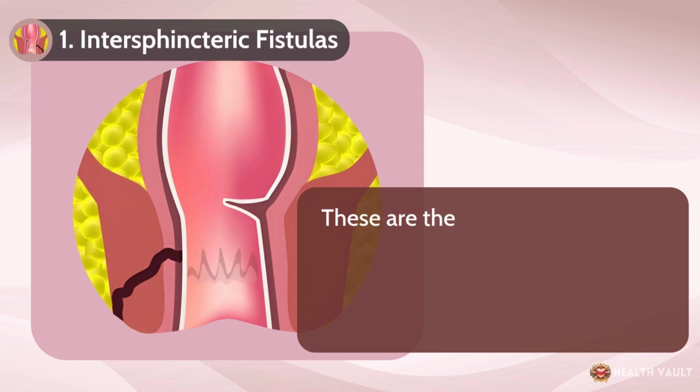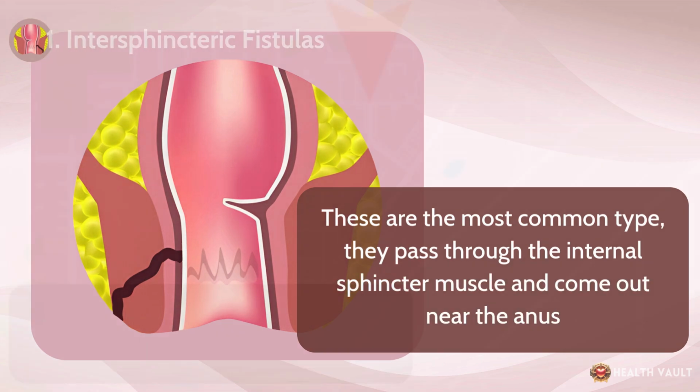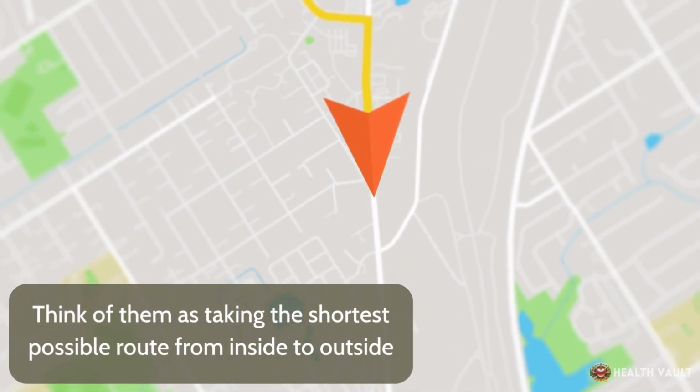Number 1. Intersphincteric fistulas. These are the most common type. They pass through the internal sphincter muscle and come out near the anus. Think of them as taking the shortest possible route from inside to outside.